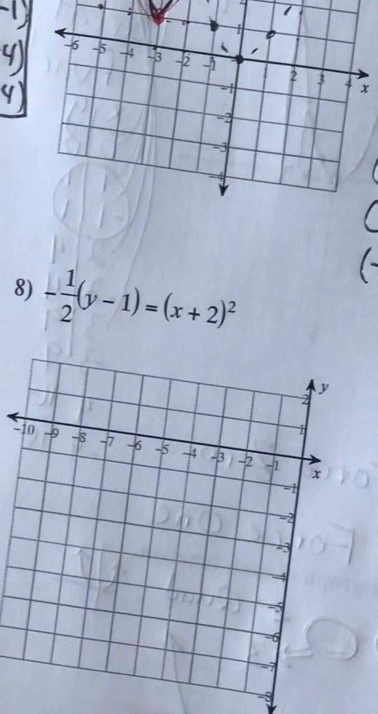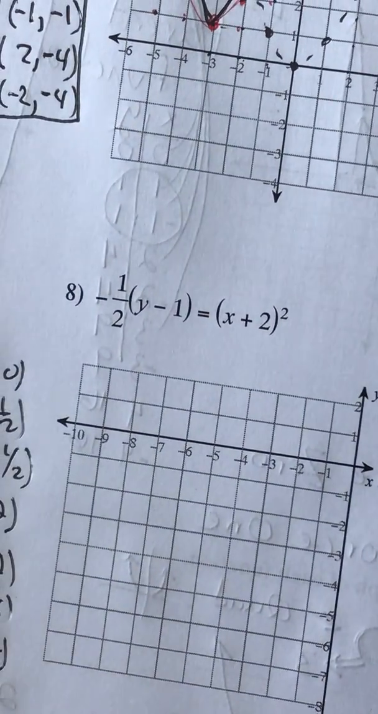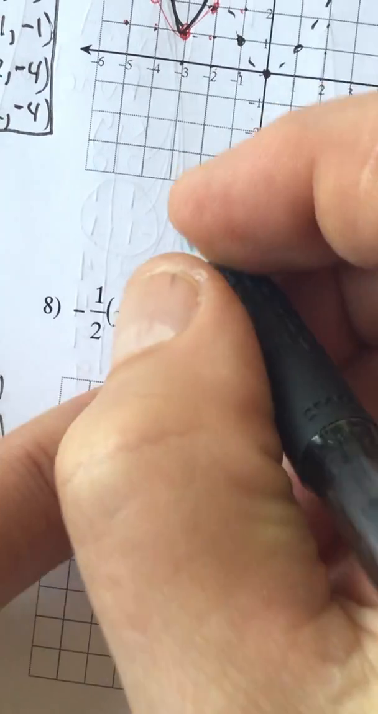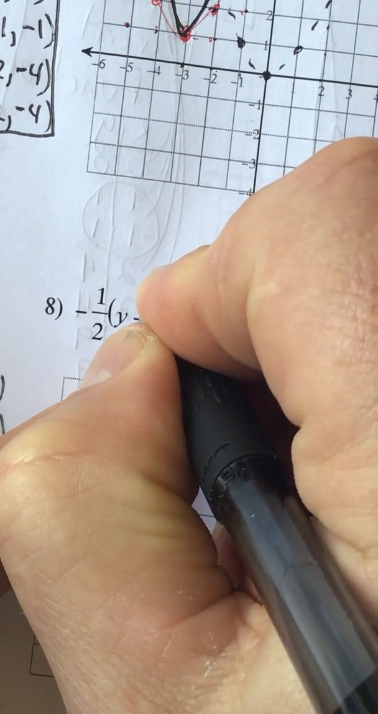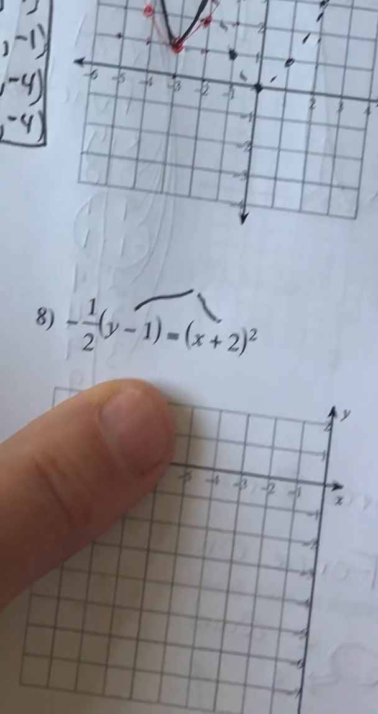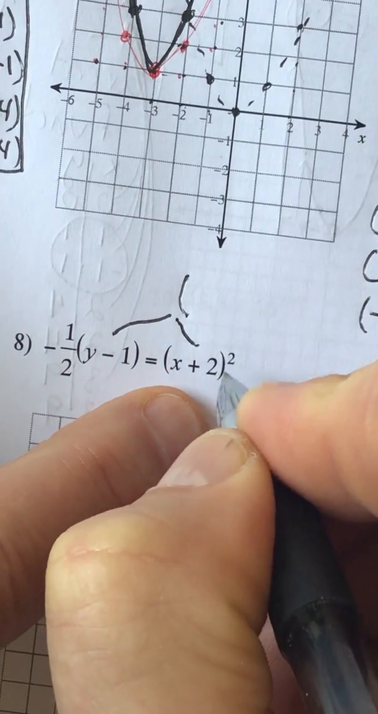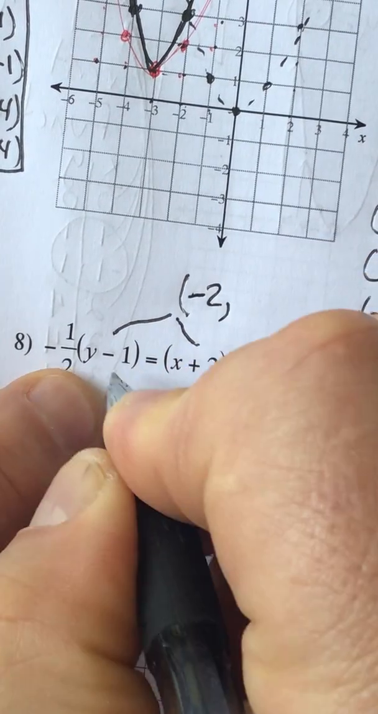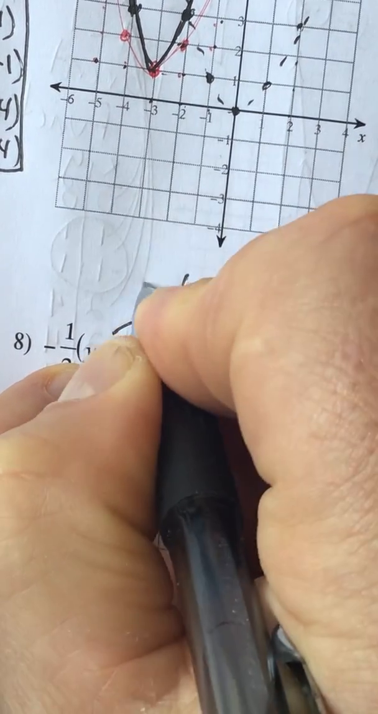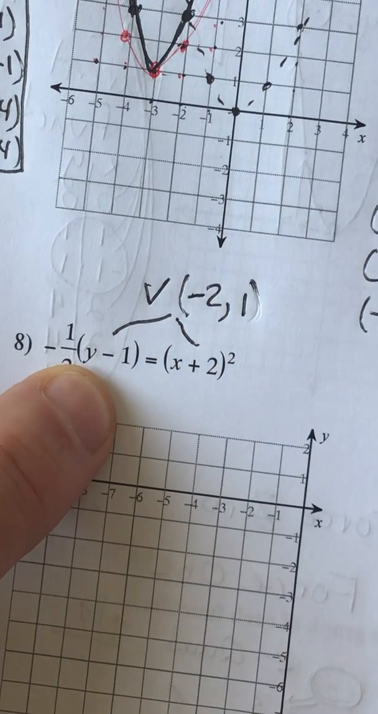Okay, now, yes, I want us to be able to go as quickly as possible. Okay, here's the vertex. The vertex is straightforward. It's the inverse. The inverse of +2 is -2. The inverse of -1 is +1. That's where it's going to start.